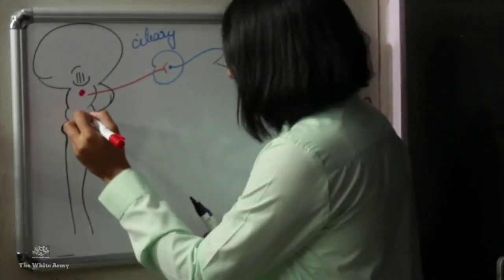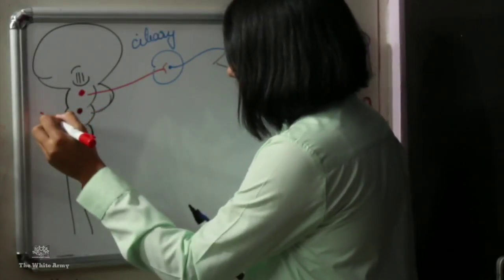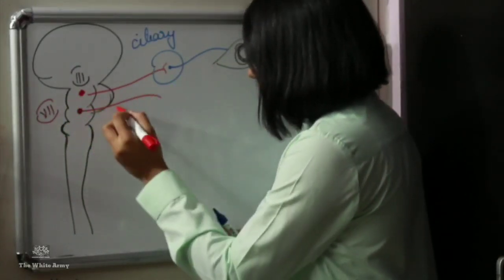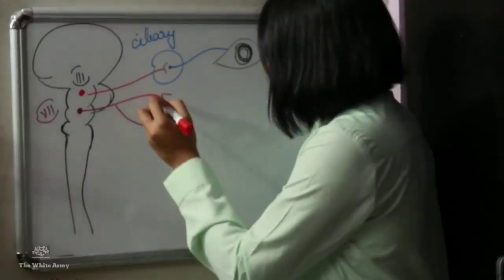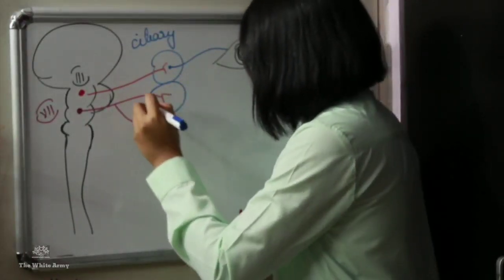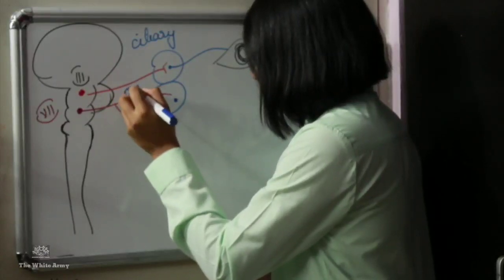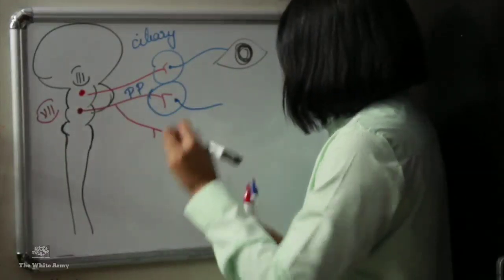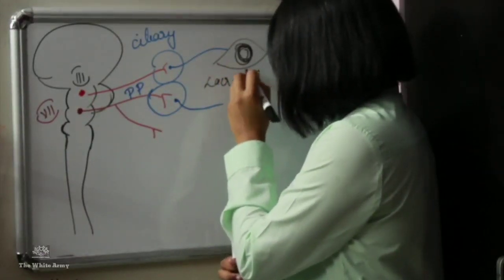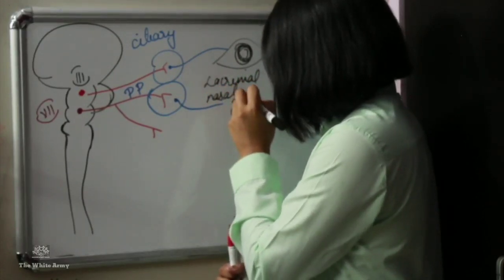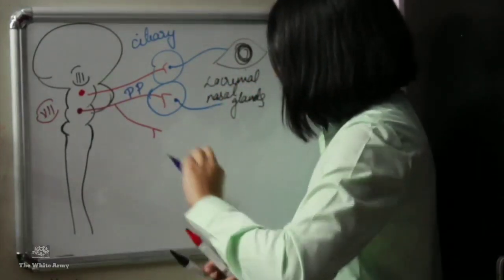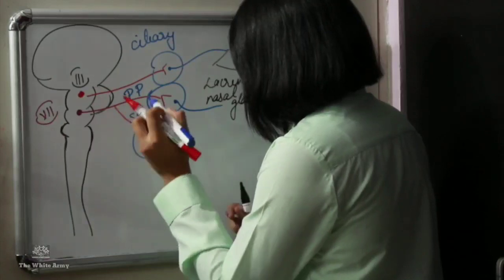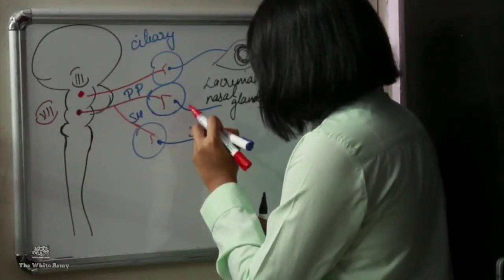Then preganglionic fibers arising from the 7th cranial nerve or the facial nerve move into two ganglia. One is the pterygopalatine ganglia, from where the postganglionic fibers that arise supply to the lacrimal gland and the nasal glands. And the other one moves into the submandibular ganglion, which then supplies to the submandibular gland.